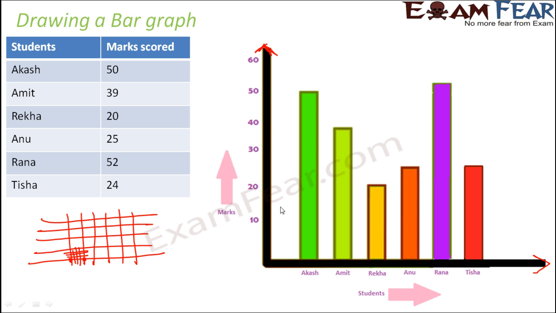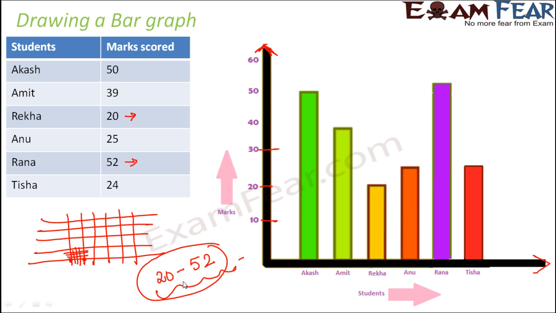In this case, how did we choose the y-axis values? For that, we first observe the minimum value and the maximum value that we have. The minimum marks are 20 and the maximum marks are 52. That means the marks of all the students lie between 20 and 52. Knowing this range gives you an idea of how you need to calibrate the y-axis.